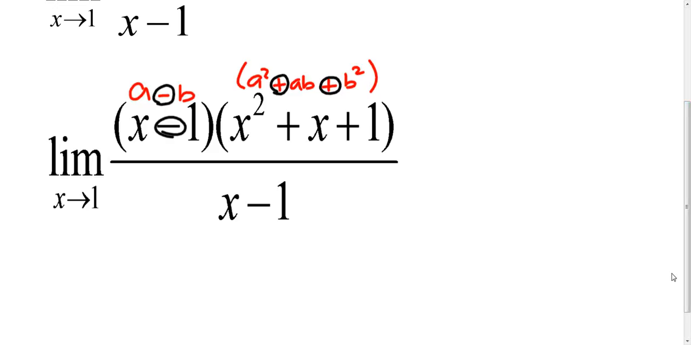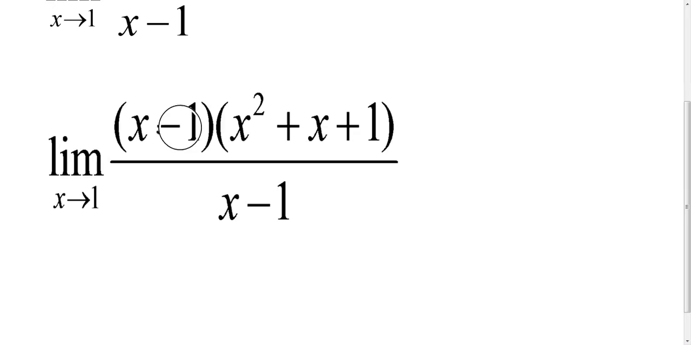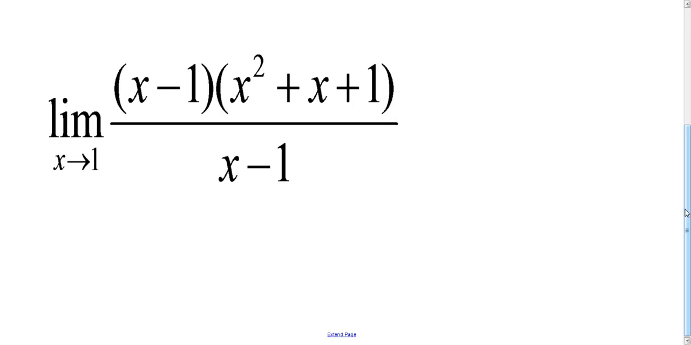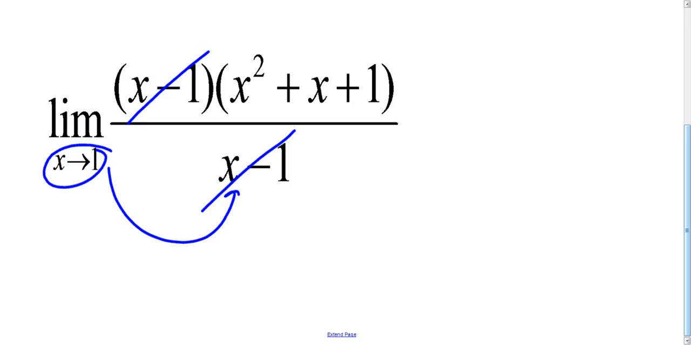Since a was x, a squared is obviously x squared. A is x, b is 1, so a times b is x times 1, which is just x. Okay, I think you guys can do that. Anyways, here's where I'm at. So I factor the top out, and now these x's cancel. By the way, I couldn't just take 1 and plug it in from the beginning, because if I did that, I'd have 1 minus 1, which is 0 in the denominator, and you can't do that.